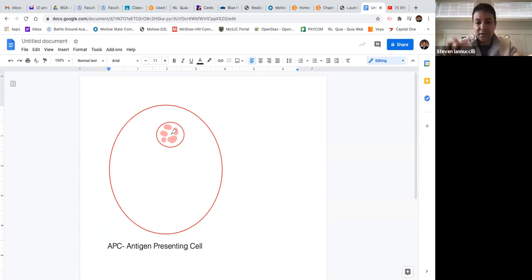A monocyte takes it another step further. It doesn't want to just go in, do its job and go home. It wants to do something a little bit extra. So it's not only going to do this, but it's going to act as an antigen presenting cell, which means this monocyte is going to take these little pieces and put them on the surface of itself and present them to the other immune cells.